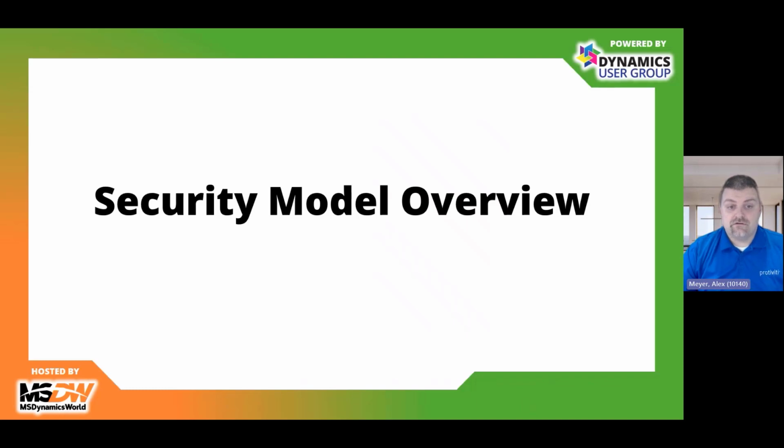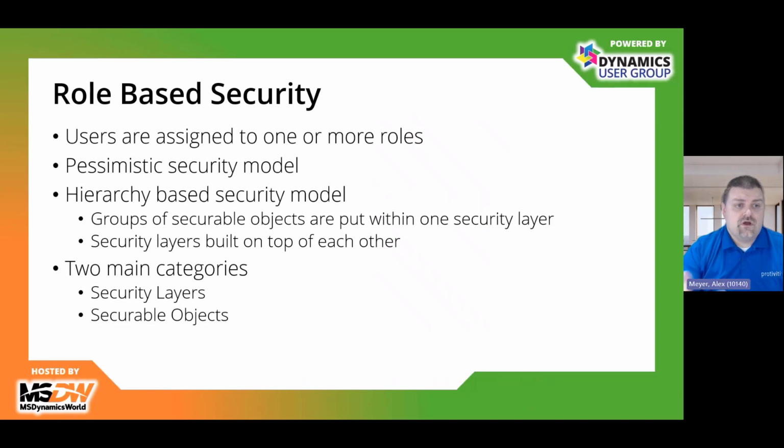First, we're going to look at the security model that exists within Dynamics 365 F&O. When we talk about the security model, it's going to be role-based security, which means that users in your system are going to be assigned one or more roles that exist within your environment. This is a pessimistic security model, meaning that a user has no access in your environment unless you actually grant that access. And like we already mentioned, it's a hierarchy-based security model, which means that there are different security layers that build on top of each other. And when you're assigned a particular role within the system, you get all of the different access underneath that role based on that hierarchy.